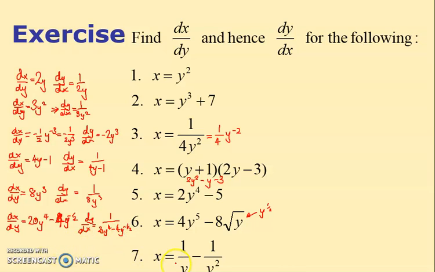And the last one, I'm not sure if you can quite see this, that says y and that says y squared. Obviously 1 over both, so I suppose this is better written as y to the minus 1 minus y to the minus 2. So when I find dx by dy, I get minus y to the minus 2 plus 2y to the minus 3, and presumably dy by dx can be written as 1 over all that. Now, I'm going to put this bit first.